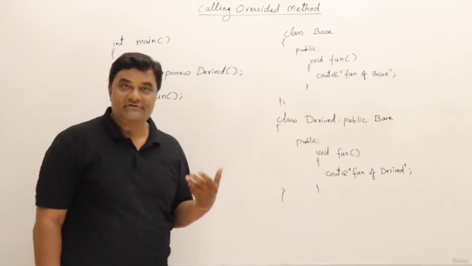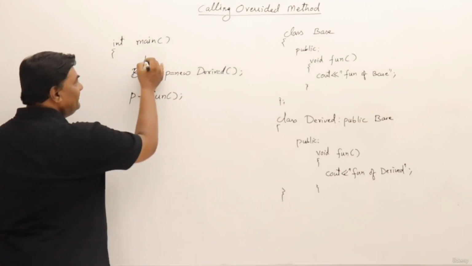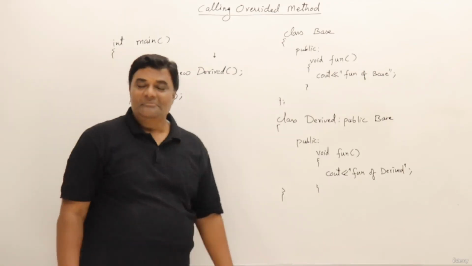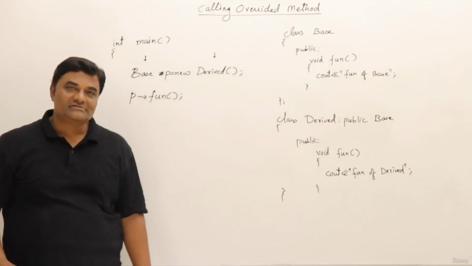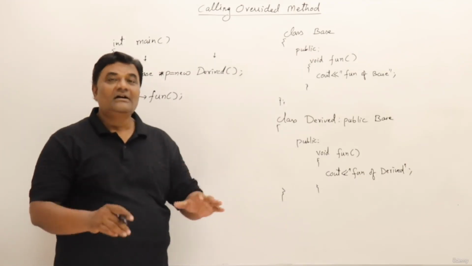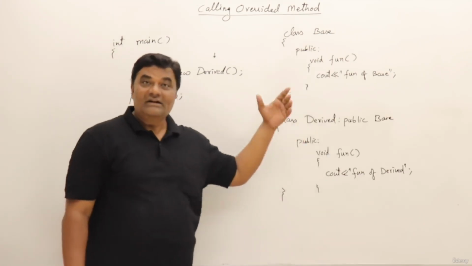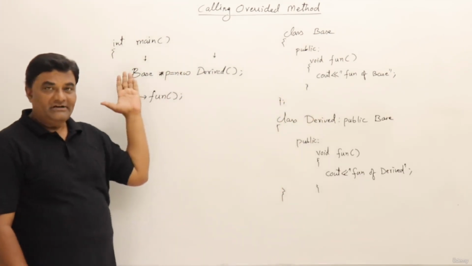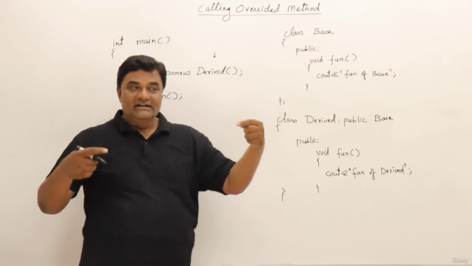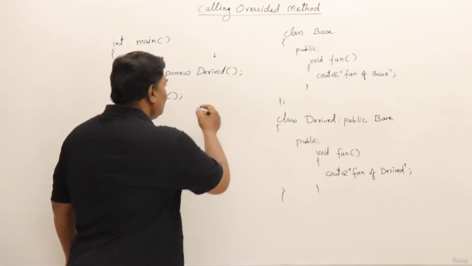So I have overridden a function. Now the question is, whose function will be called? Base class function or derived class function? Which function will be called? Listen carefully. Base class is having one function. Derived class is overriding that function. Base class pointer, derived class object. So one class pointer, another class object. Now calling a function which is present in both. So which one will be called?